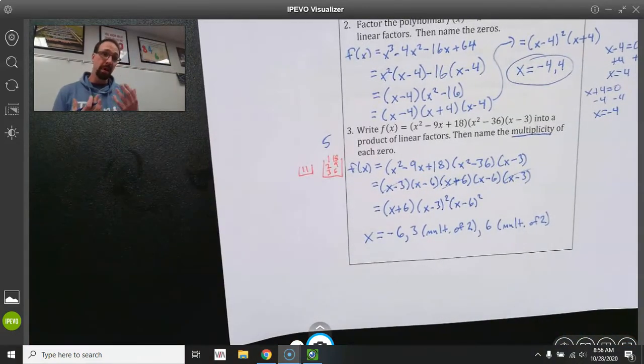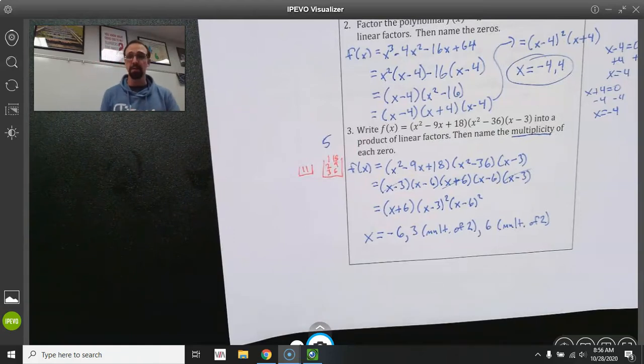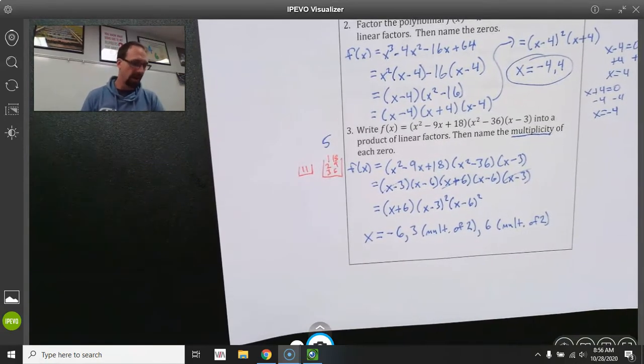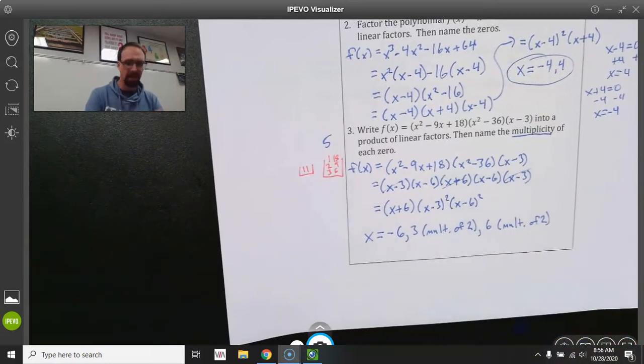We use this when we graph, because having an even multiplicity will tell me what happens, and having an odd multiplicity also tells me what happens. Now notice negative 6 appears once, that's an odd multiplicity. We'll talk about this more when we get into the actual graphing component, but just know that it serves a purpose besides just checking a box, making sure that these multiplicities add up to the highest degree of power.